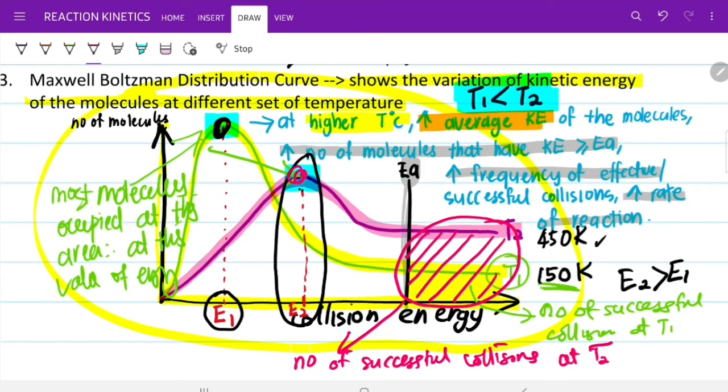Okay, so the peak is at a higher energy when you have a higher temperature. In the same Maxwell Boltzmann distribution curve, you can also see a greater number of successful collisions taking place at higher temperature. That means more molecules have more kinetic energy to overcome the activation energy, resulting in a higher rate of reaction. So in this example, I am comparing two different temperatures, one at 150 Kelvin and another at 450 Kelvin.